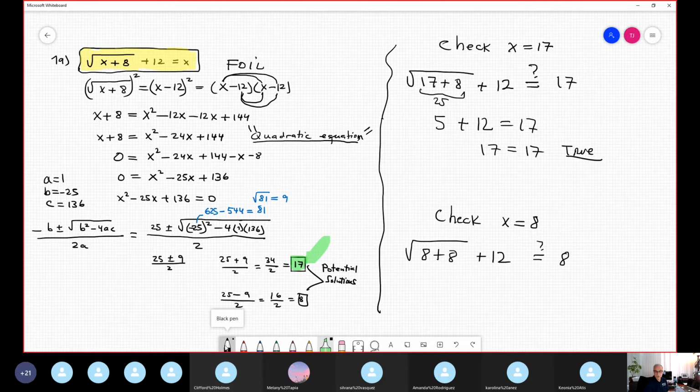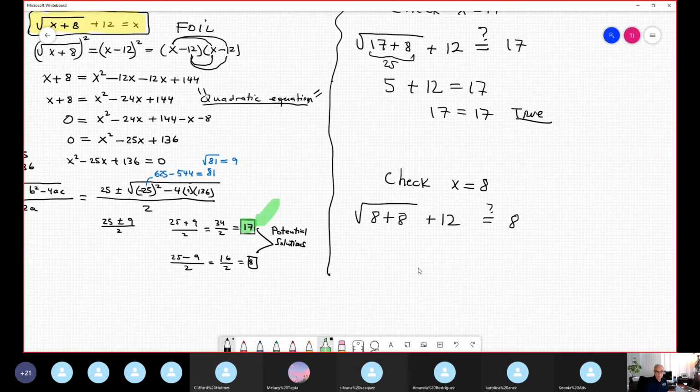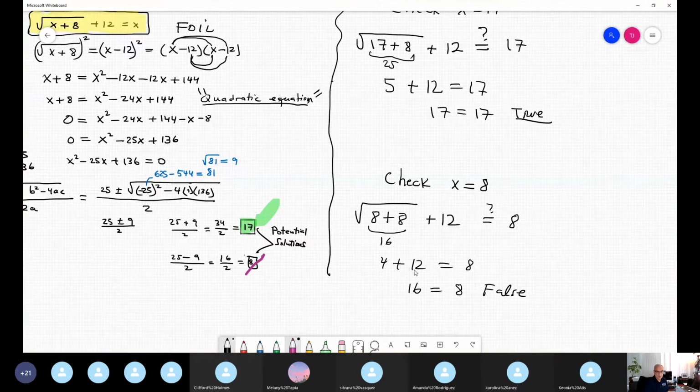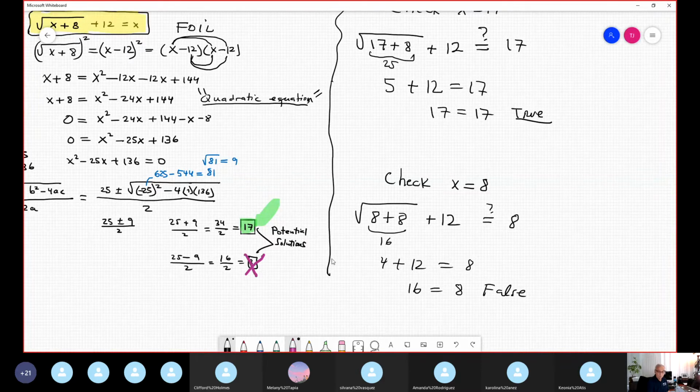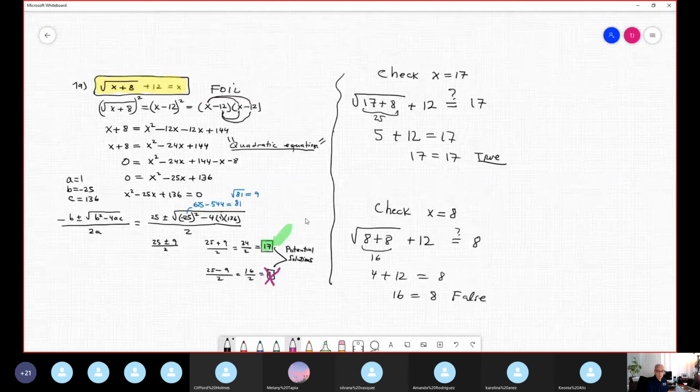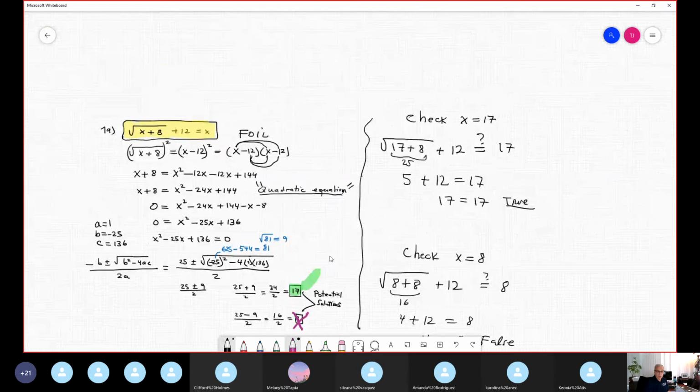Good for 17. Now 8. 8 plus 8 is 16. Square root of 16 is 4. And 4 plus 12 is equal to 8? No, it's 16 equal 8. Totally false statement. That means the solution 8 is incorrect. Therefore, to finish the problem, in one corner of the piece of paper, I write: solution set, 17. End of the story.